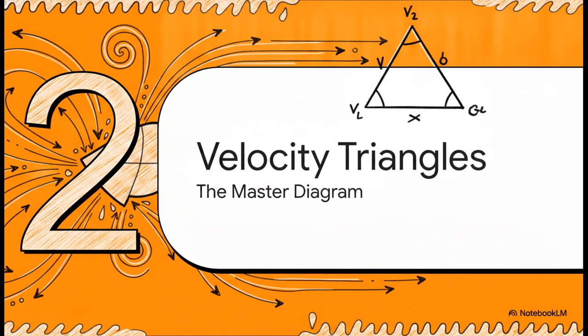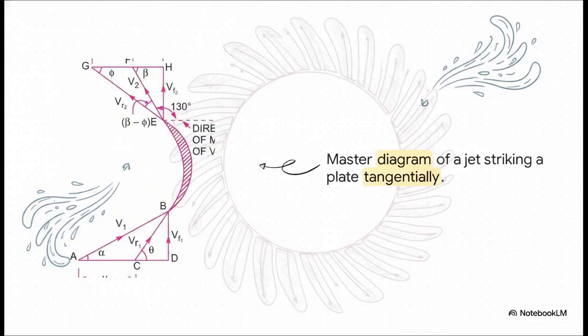Moving on to Section 2. Decoding velocity triangles, the master diagram. So looking at this cross-section of a curved turbine blade, you can really see how the vectors map out perfectly. We've got an inlet triangle down at the bottom left where the water enters and an outlet triangle up at the top where it leaves.